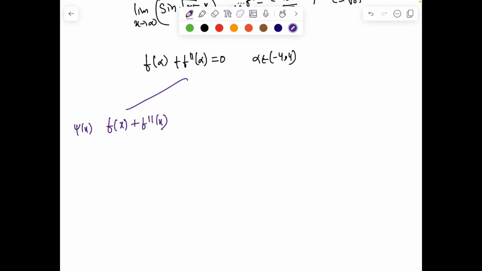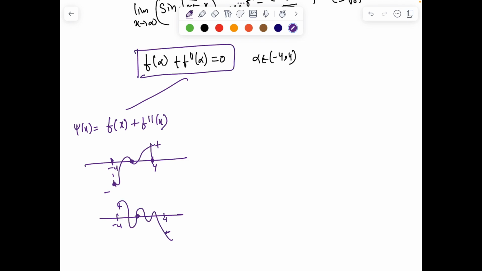We'll take this function as psi of x, and usually we try to apply the IVT, the intermediate value theorem. So somehow at minus 4 and 4, if I know the value at 4 is positive and at minus 4 is negative, or vice versa, say at 4 it is negative and at minus 4 it is positive, then I know there exists at least one point. There can be many points of course, but at least one point is guaranteed where it's 0.